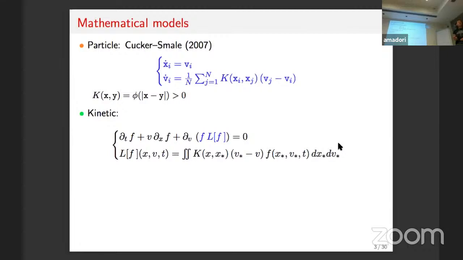In the limit of the number of particles going to infinity, it is reasonable to introduce a kinetic description of this type of models, and this is an equation that comes out when we pass to the limit of this formula. So we have this kind of equation. We have the transport part of the equation, and we have some non-local term where in this non-local term we have f, which is the kinetic unknown.